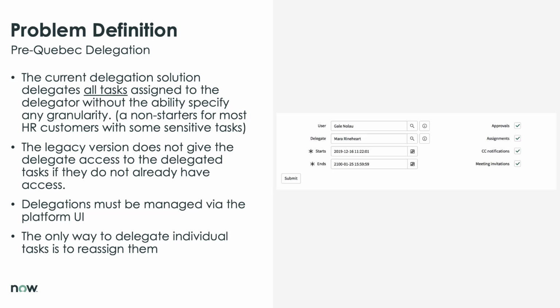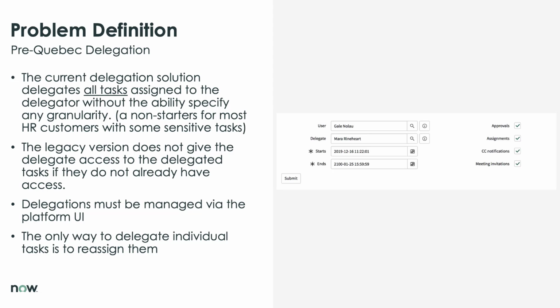And so that all or nothing part of the existing delegation feature was a non-starter for many of our HR customers. Additionally, the current delegation feature doesn't really give the delegator, the person who's delegating tasks, a good place to manage their delegations, right? This is mostly an admin function that would go in and set up a delegation on behalf of someone else later on in the process. But we really wanted to give employee delegators the ability to manage their delegations. The common use case here is I'm going on leave. I need to make sure that my tasks are being delegated to the appropriate people for the appropriate amount of time.